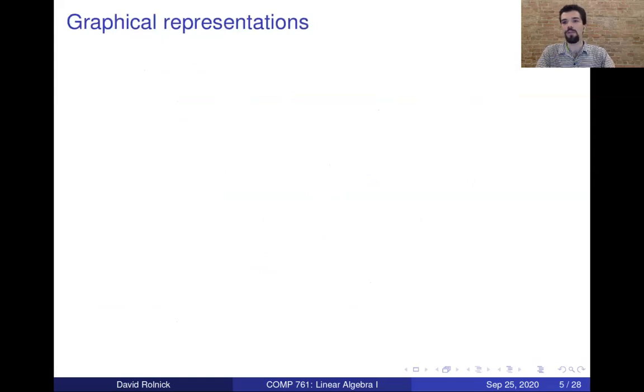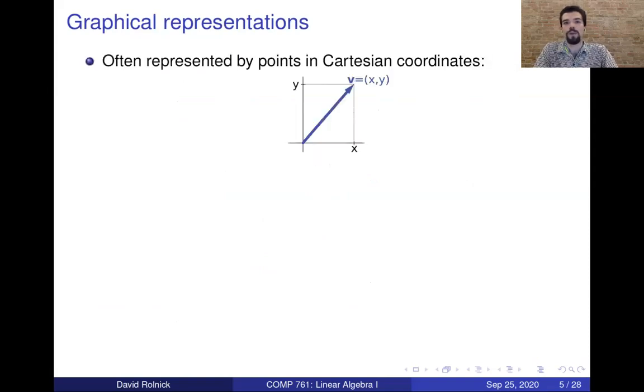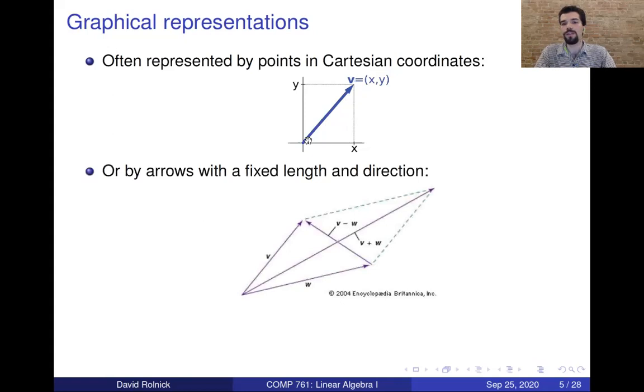Okay, so we often will think about vectors graphically. There will often be vectors portrayed by points in Cartesian coordinates. So if you have a vector in 2 dimensions, for example, you can visualize it like this. And there are two subtly different things going on here: there is representing a vector as a point, and there's representing a vector as sort of an arrow. These are just different ways of thinking about the same underlying mathematical object.